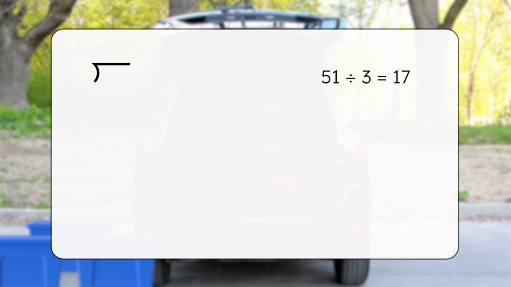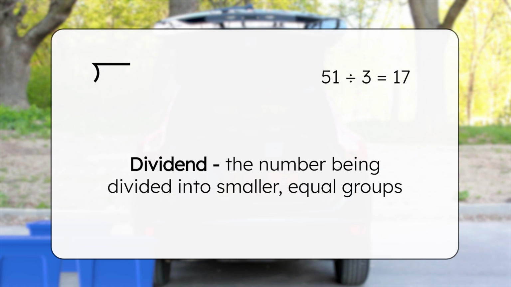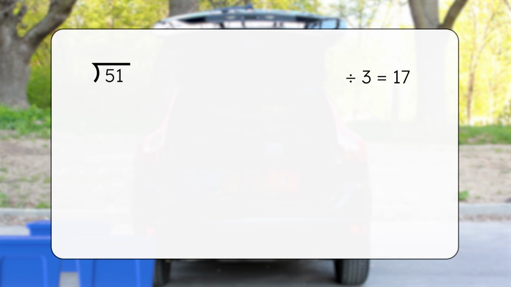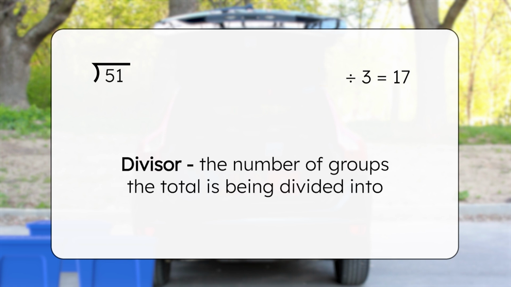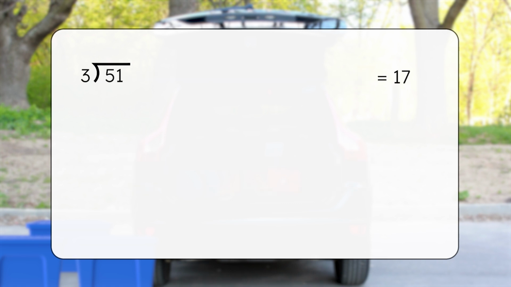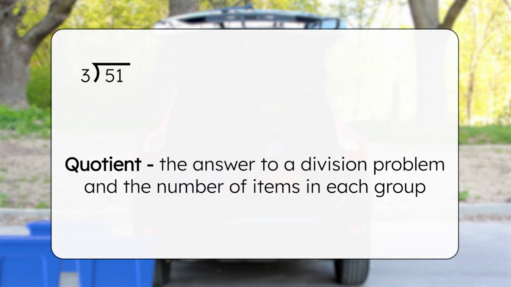Here's how it works. First, we place the dividend, the total number we're dividing, which is 51, inside the symbol. Next, we place the divisor, the number we're dividing by, which is 3, outside the symbol, here on the left. The space above the symbol is where we're going to record the quotient, or the total number of groups of the divisor, which is the answer to our division problem.